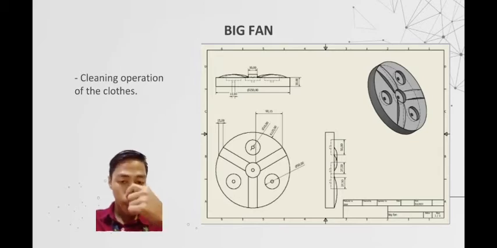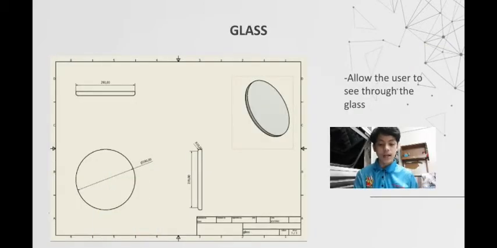Thank you. The function of the glass is to allow the user to see through it and watch clothes being washed while the washing machine is doing its washing work. The diameter is 290 and the thickness is 200, the curve radius is 10 and the overall size is 290, and all is in the same unit.